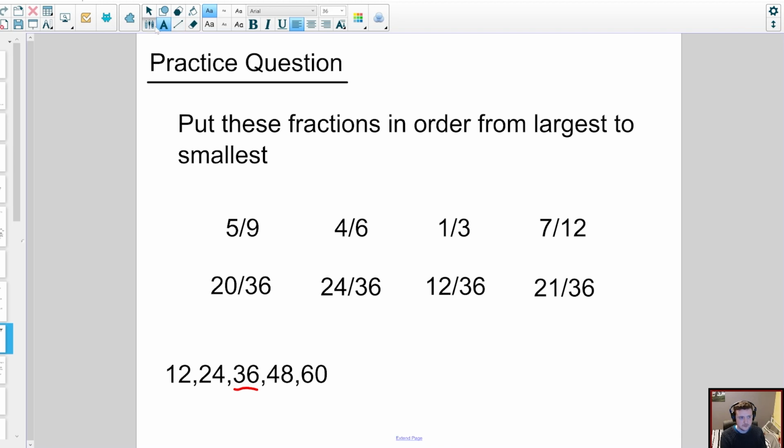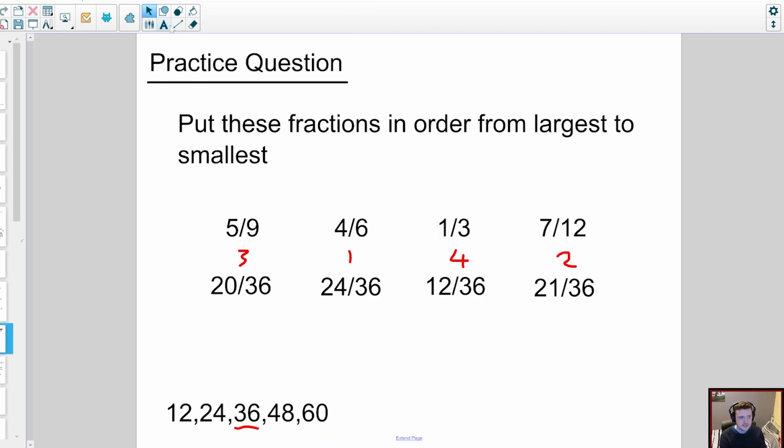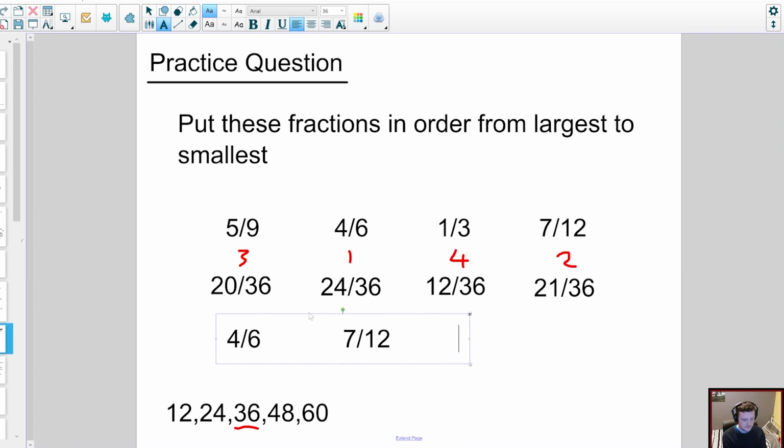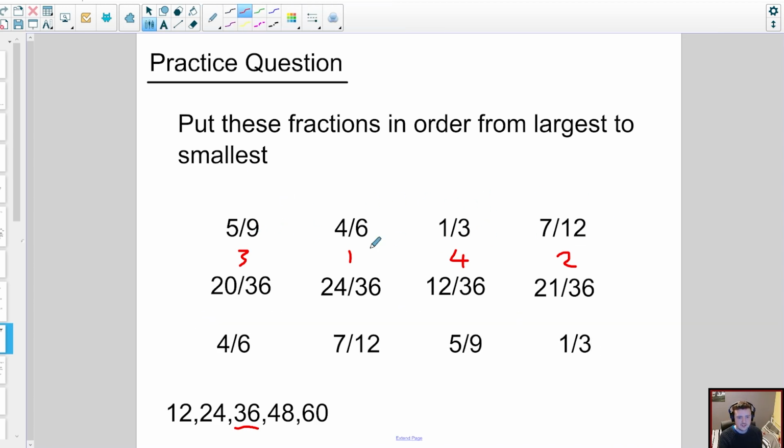Now I can order them, but I want to order them from largest to smallest. So this is number 1, is largest. Then the next largest is this one. Then the next largest is this one. And the next largest is this one. And then finally, as we always do, put them back in the form that they gave them to us in. So 4 out of 6, then 7 out of 12, then 5 out of 9, and then 1 out of 3. And so as we're going down, we're getting smaller and smaller and smaller, and they're in the form that they originally gave us them.